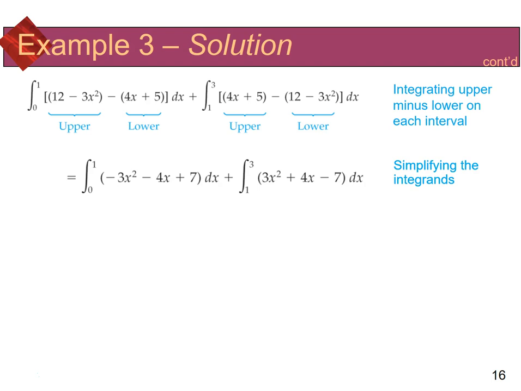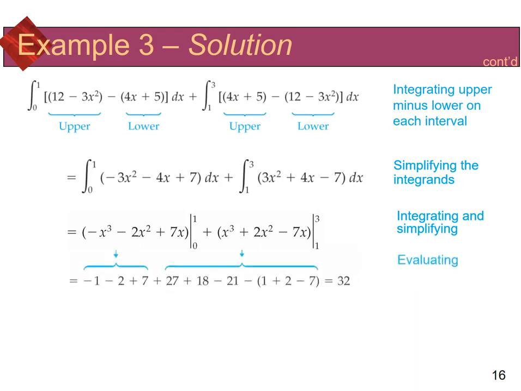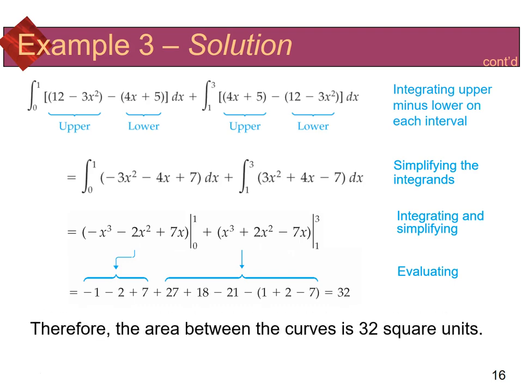So I carry through the multiplications and simplify a bit. I then evaluate the integrals. I'm going to plug the 1 and 0 into the first quantity, and the 3 and the 1 into the second quantity. And when I work all that out, I get 32. So the area between the curves is 32 square units.